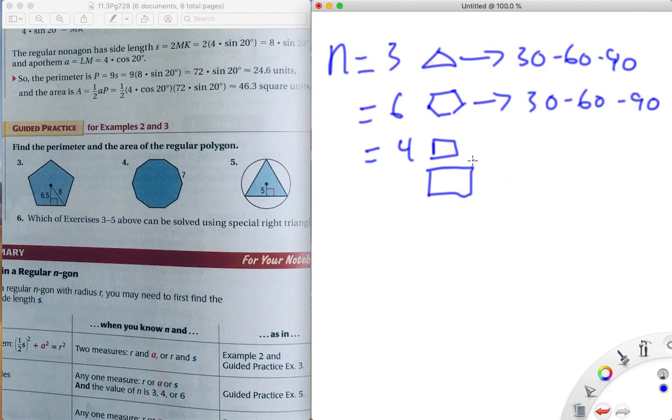This isn't in your book. If you have squares and rectangles, you're going to use 45, 45, 90. 3, 6, and 4. Triangles, hexagons, squares, and rectangles. Maybe some rhombuses.